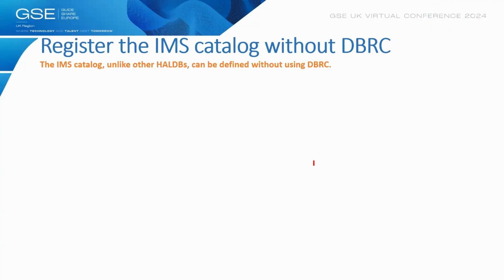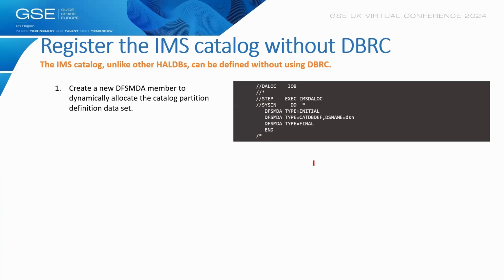Now, how do you define the IMS catalog to IMS without using DBRC? For that, you basically need to create a DFSMDA member to dynamically allocate the catalog partition definition dataset. And these are the system cards that you can see here.